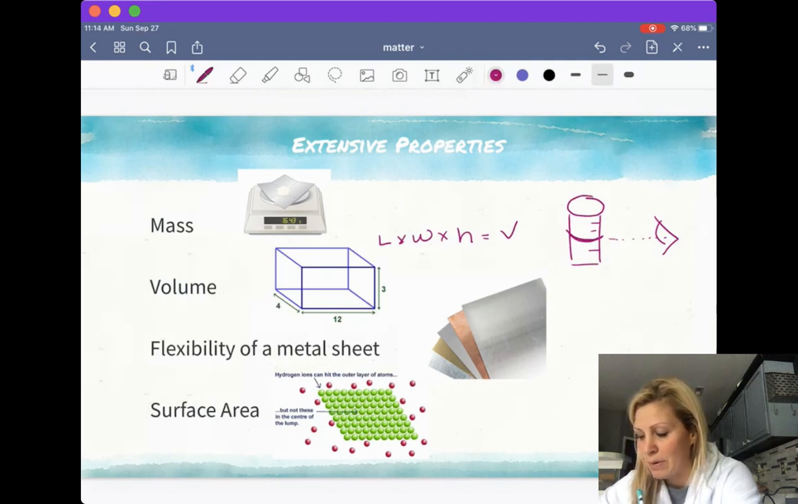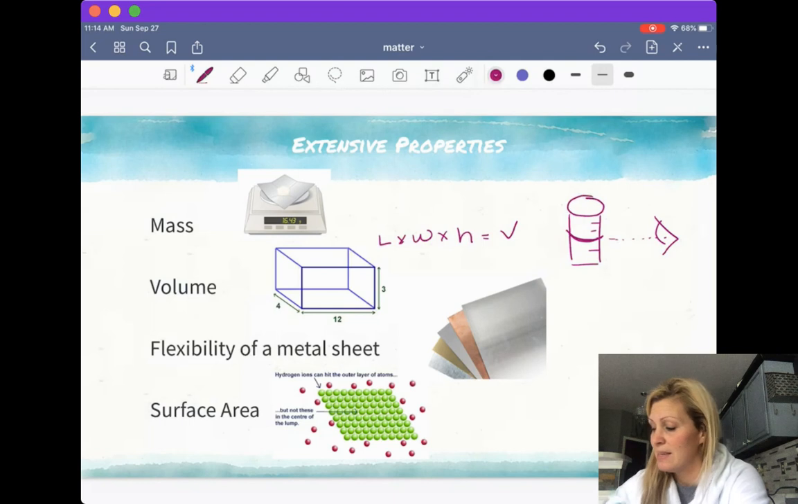Another extensive property is surface area. And surface area is the area on the outside. So think perimeter. I always think perimeter. I know that's not technically mathematically correct, but that's how I think of surface area. It's the perimeter. And again, the surface area depends on the amount of substance.